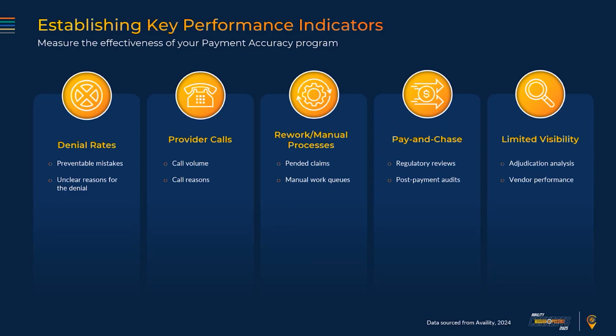First of all, denial rates. This is going to be really those things that are preventable mistakes. And if there's an unclear reason for the denial, those are sometimes a really good place to start. But you should see, as shown in our case study, the denial rates go down as you implement those upfront or prepay edits. We do see that over time.